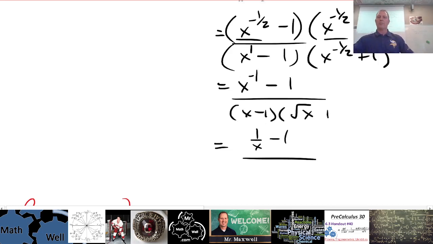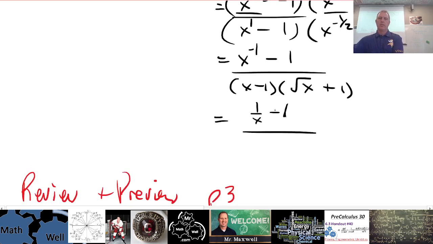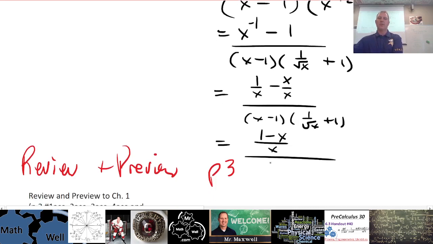This is going to be root x plus 1. You might want to go back to the roots there. Yeah, 1 over root x. Sorry, 1 over root x plus 1. This is x to the minus 1/2, so it's 1 over root x plus 1. I'm kind of doing two different methods at once here, because you guys asked. So this minus 1, that's actually x over x, right? So this is 1 minus x over x minus 1 over root x plus 1.